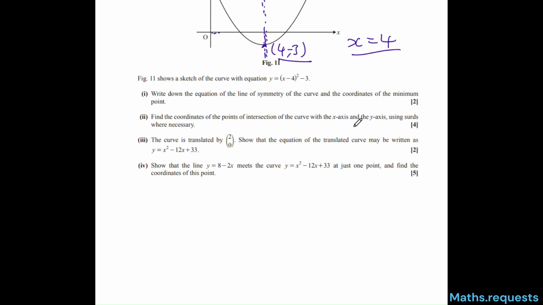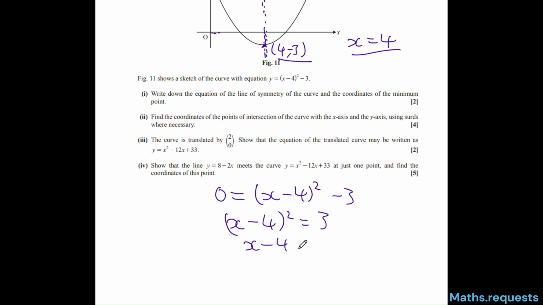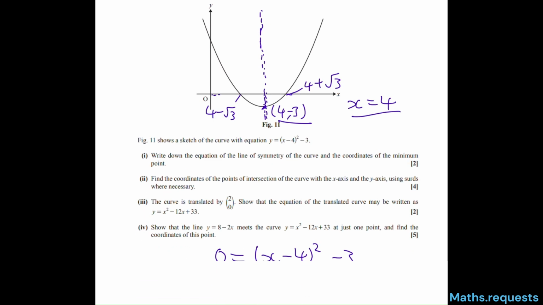Find the coordinates of the points of intersection of the curve with the x-axis and the y-axis, using surds where necessary. The curve is going to cross the x-axis when y equals 0. So we let y equals 0. We get (x minus 4) squared minus 3 equals 0, so (x minus 4) squared equals 3, and x minus 4 equals square root 3. Of course it's going to be plus or minus. So your two values are x equals 4 plus or minus square root 3. This one would be 4 minus root 3, and this one here will be 4 plus root 3.